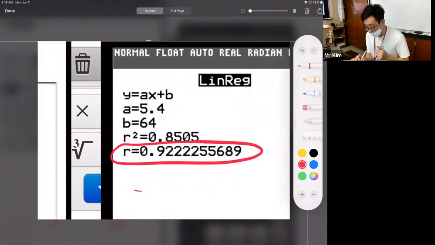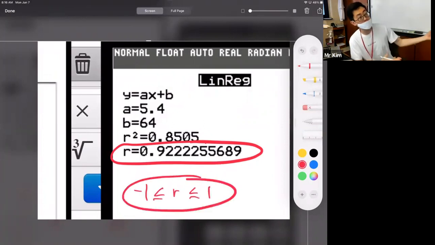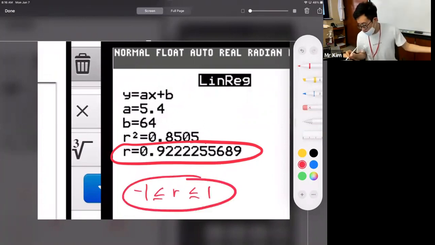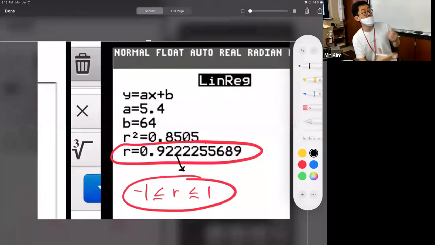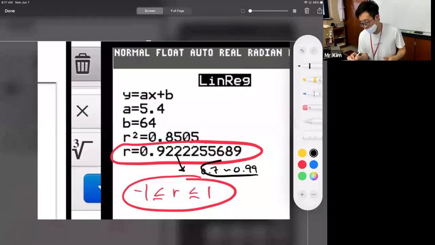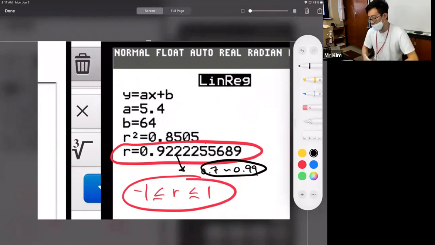And remember from your notes that the correlation coefficient is anywhere between -1 and +1. If you're looking at a number that's very close to 1, generally we say anywhere from 0.7 to 0.99, because it's really hard to get a perfect 1 for a correlation coefficient. We say that this has a very strong correlation with each other.